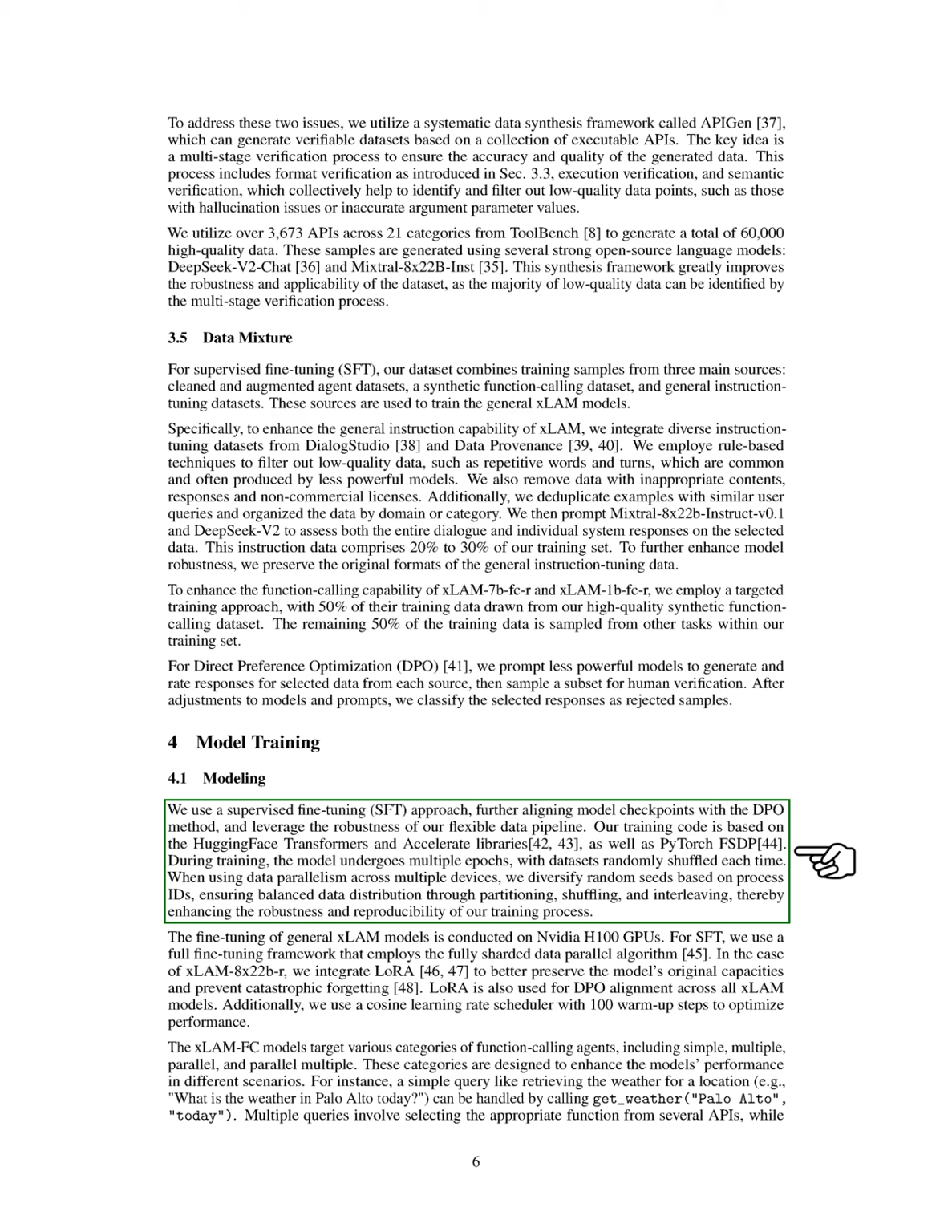During training, we conduct multiple epochs with randomly shuffled datasets. When employing data parallelism across devices, we diversify random seeds based on process IDs to ensure balanced data distribution, enhancing the robustness and reproducibility of our training.